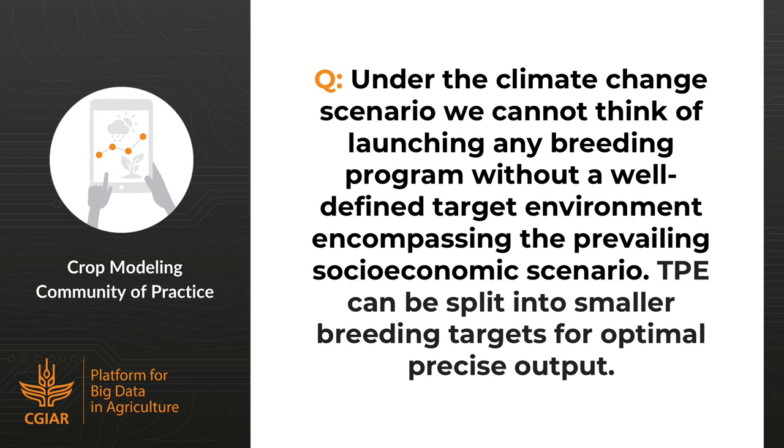Under the climate change scenario, we cannot think of launching any breeding program without a well-defined target environment encompassing the prevailing socioeconomic scenario. TPE can be split into smaller breeding targets for optimal precise output. So can you comment a little bit of that?